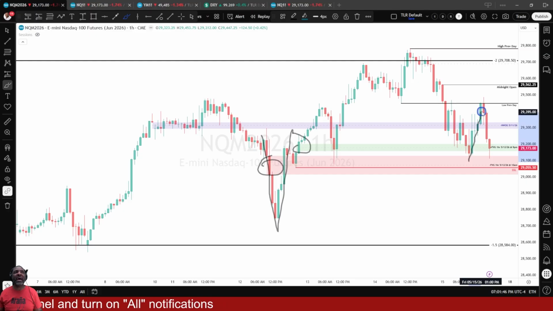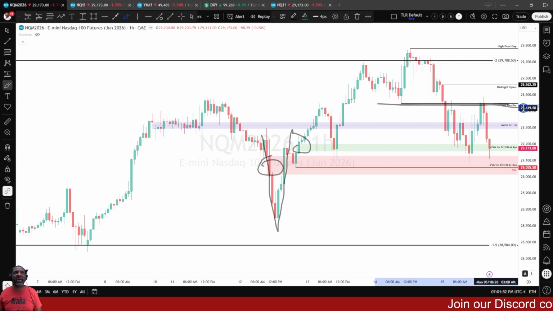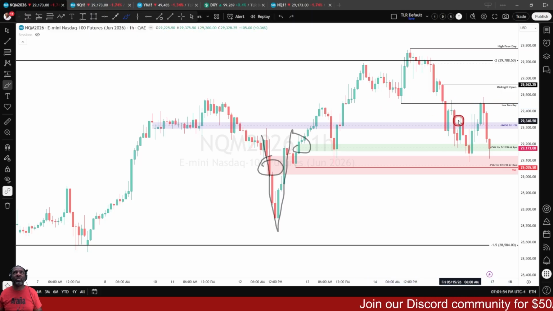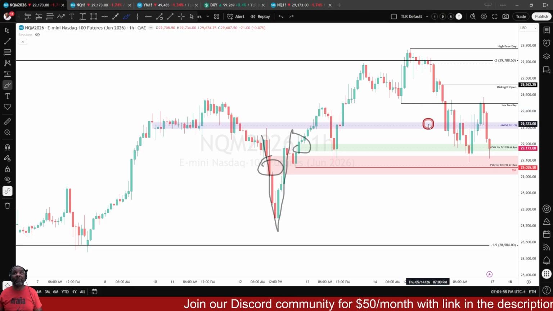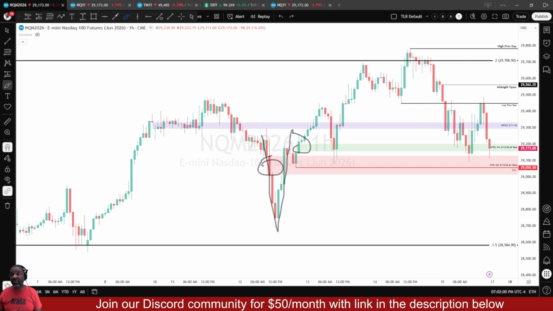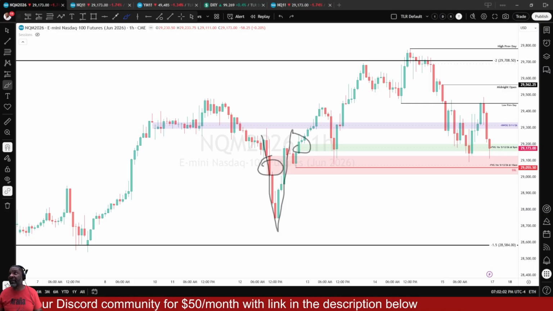engineered, rallied back up, took out minor buy side, stopped dead in its tracks at the previous day low. That's a PD array, because remember our, let's go there and get it.